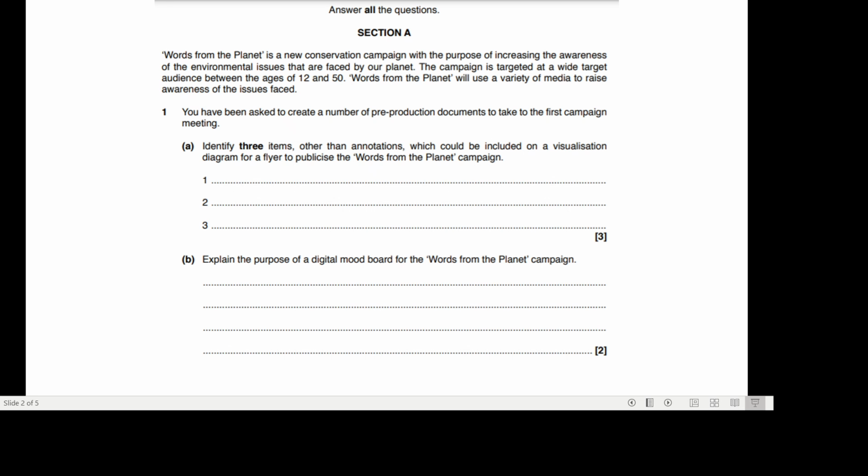Now I actually threw in an extra question here, just to go over what we've already covered. So, this first question was looking at visualization diagrams and mood boards.